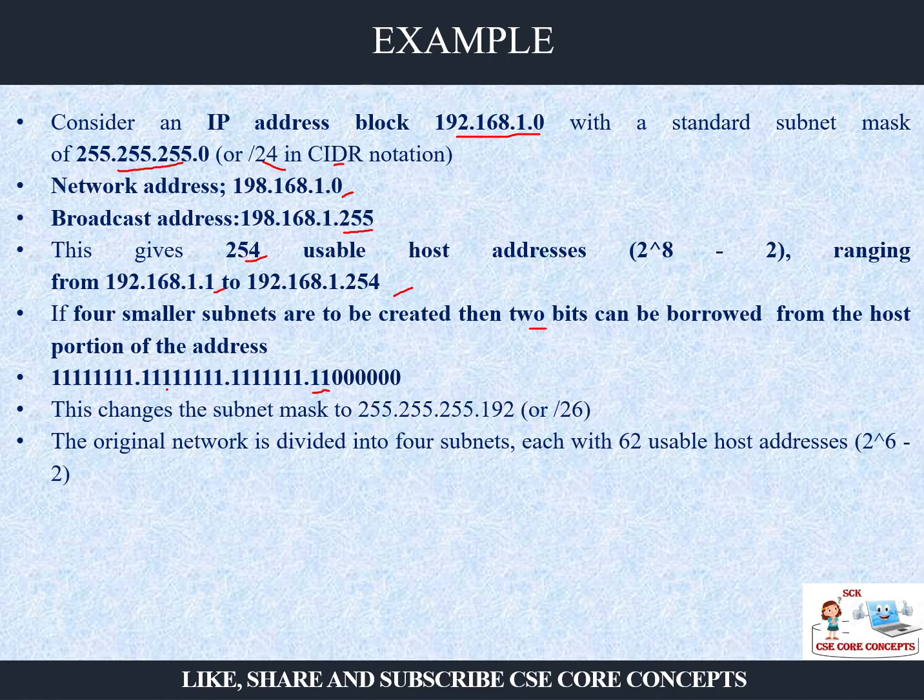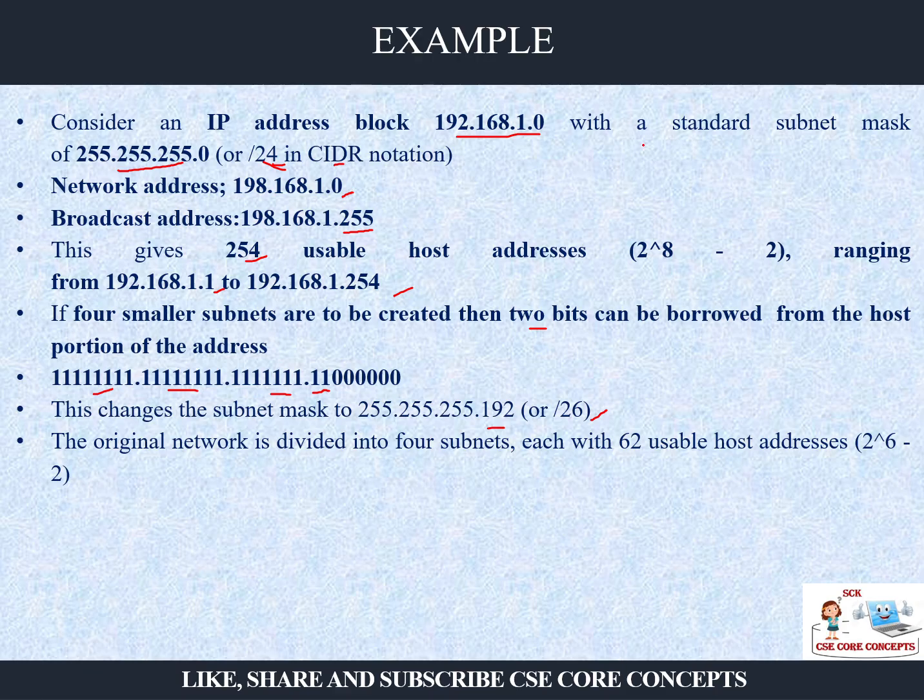So now it will become 255.255.255 dot, now it is no more 0. Then what is the value? It is .192, or you can say /26. What did I do? I had this in the /24 notation. I wanted to have 4 smaller subnetworks.